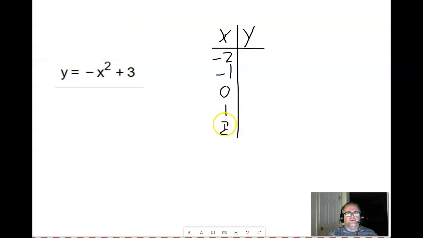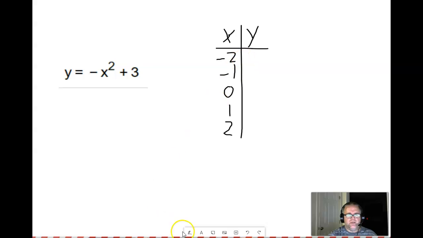All right. So if I put in a negative 2 for x, I'm going to get a positive. Negative 2 squared is positive 4. Positive 4 times a negative is negative 4. Plus a positive 3 is negative 1. And the same is going to be true when I put a positive 2 in there. So I'm also going to get a positive 4, and then a negative 4, and then a negative 1.